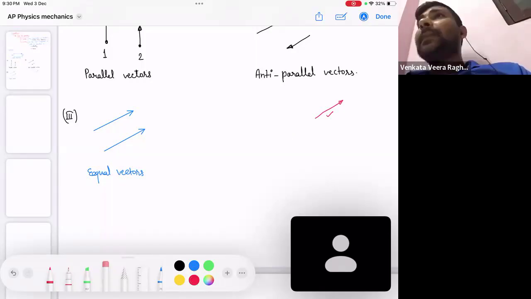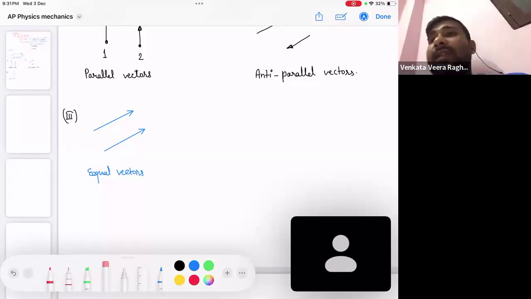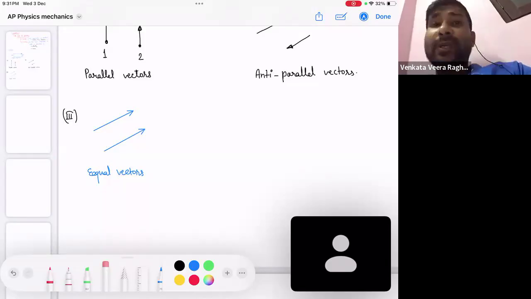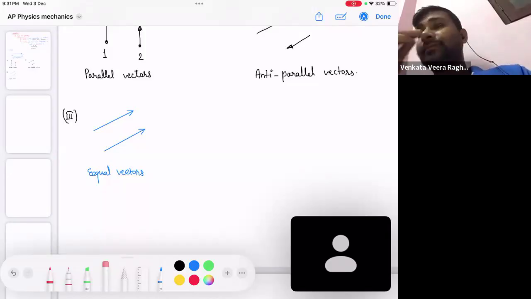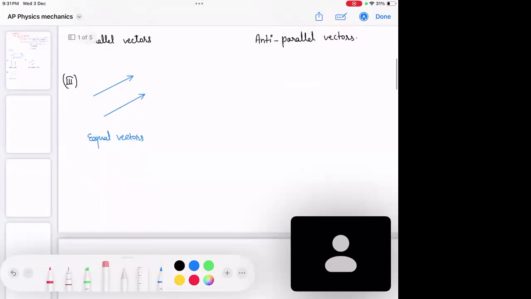So that's why in a vector we can shift the vector parallelly. Unless you change the direction or the magnitude, if you are not changing the magnitude and not changing the direction, then those two vectors will be called equal vectors of each other. Is that clear? Yes, sir.